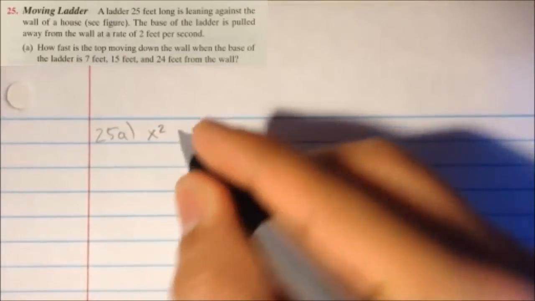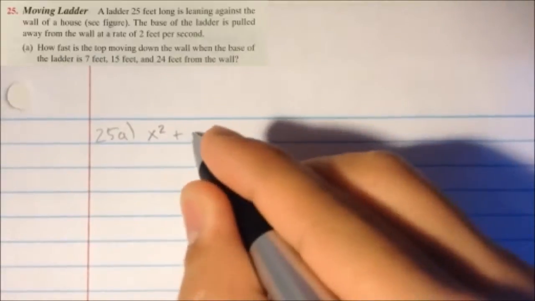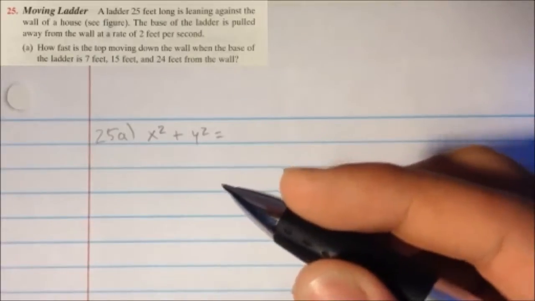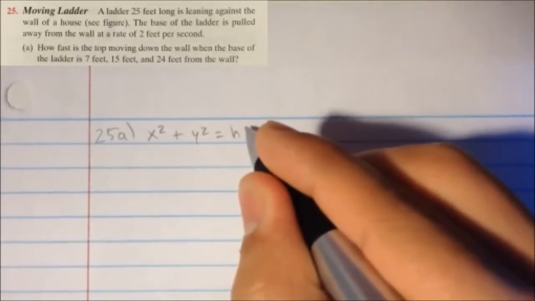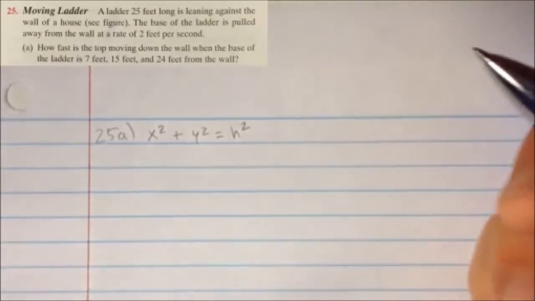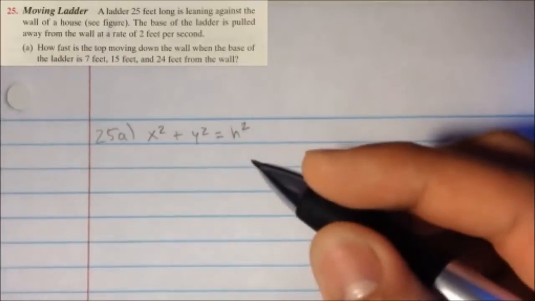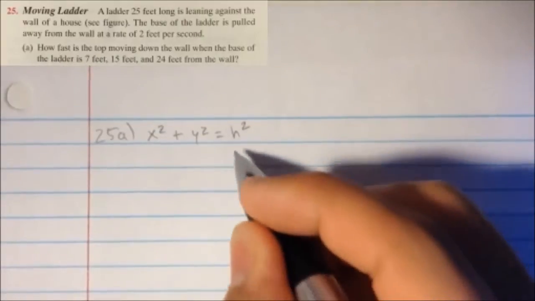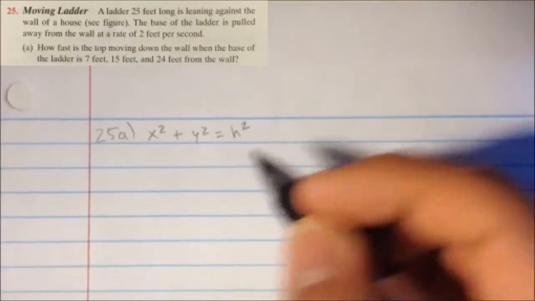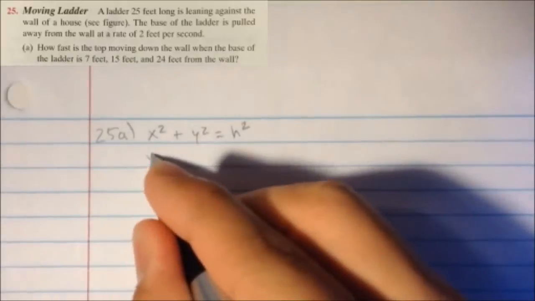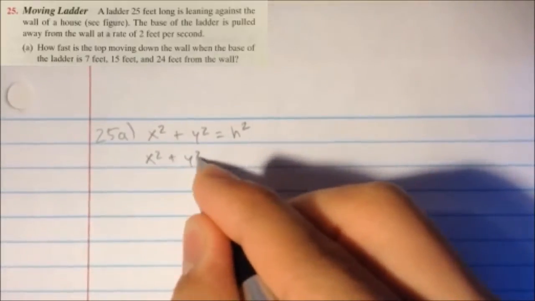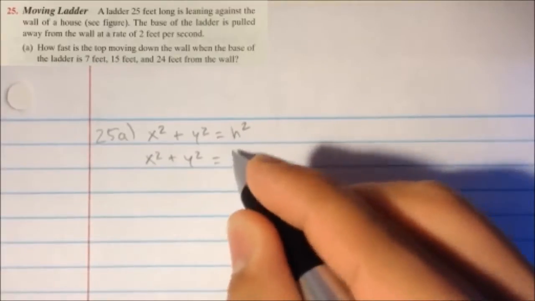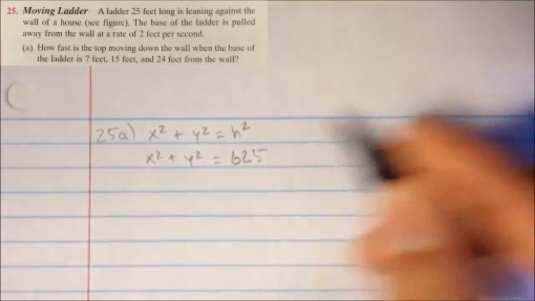So we have the base of the ladder x squared plus y squared, the height created by the ladder leaning against the wall, and the actual ladder itself, which I put h squared to denote hypotenuse squared. However, only x and y are changing. H, the length of the ladder, remains constant. So the actual equation is x squared plus y squared equals 25 squared, which is 625.